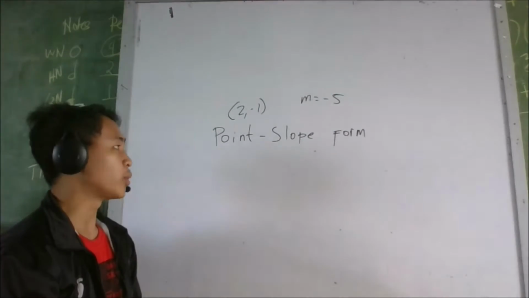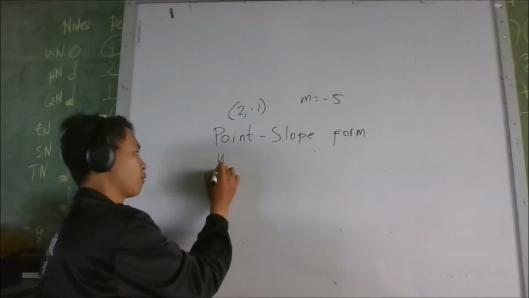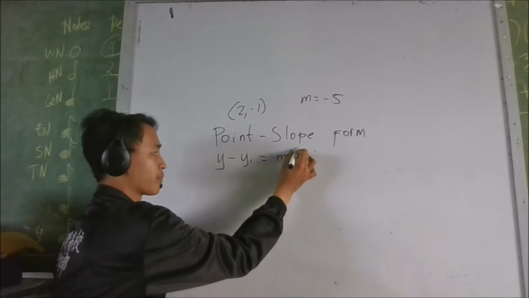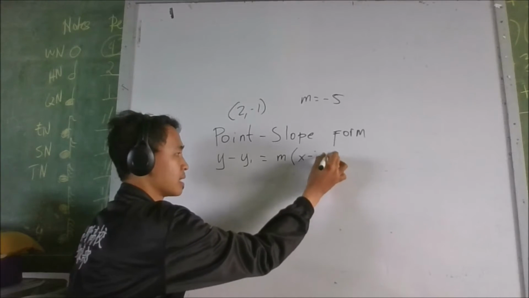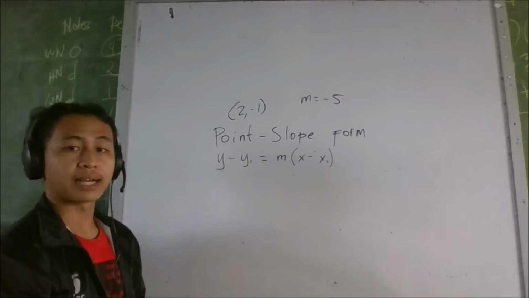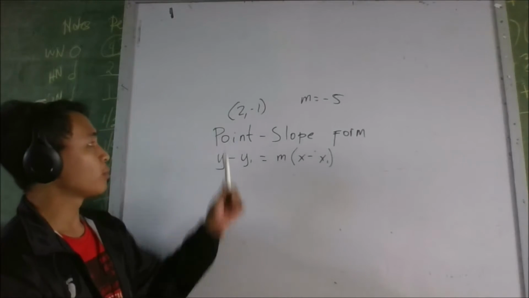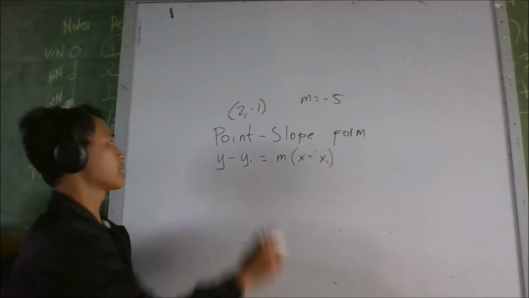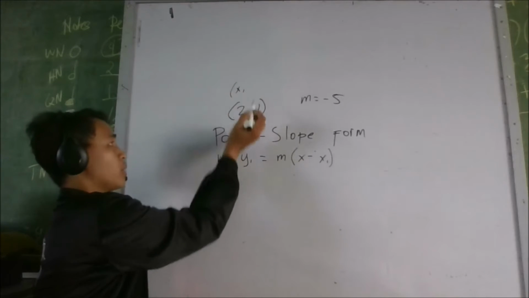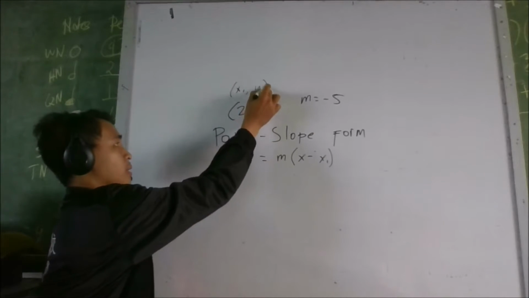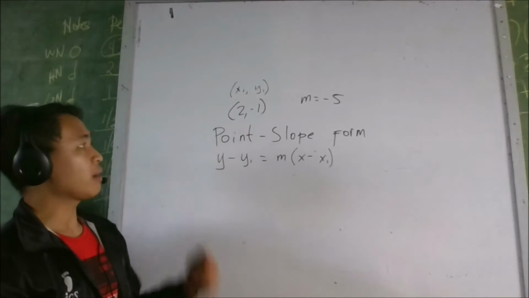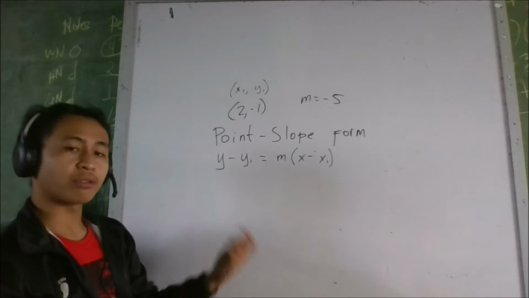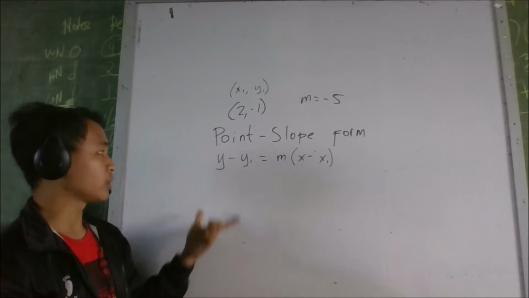And what is point slope form? That would be in the form of y minus y sub 1, okay? That is equal to m times x minus x sub 1. So ito yung formula na gagamitin natin. So we have given 1 point and a slope. We now have the slope and 1 point natin. Let's say this is x sub 1, then y sub 1. Okay? So we now have the given. We now have x sub 1, y sub 1, and then the slope. All we have to do is substitute it to our formula.